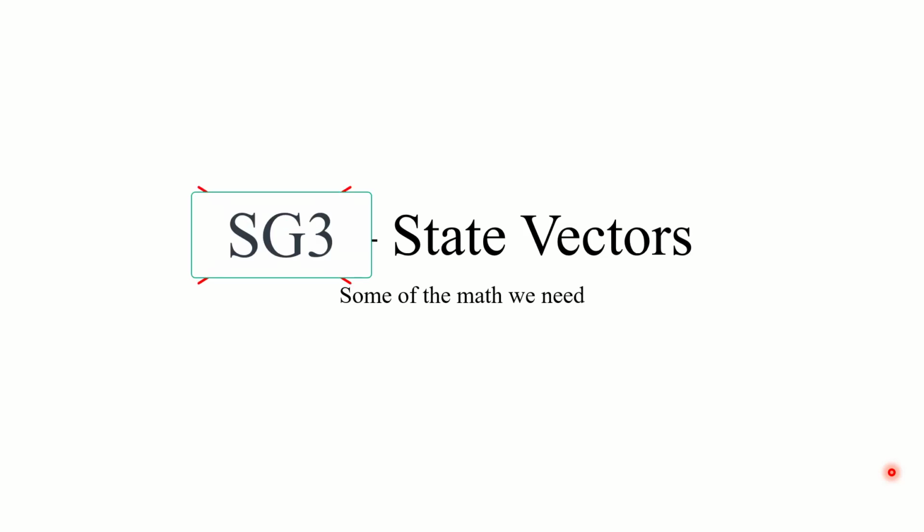Today we're going to discuss what are called state vectors and introduce some of the math we need to describe our quantum mechanical systems. And we're going to use that to look at the Stern-Gerlach measurements and experiments we've discussed in previous lectures. All right, we're going to start with what are called state vectors.